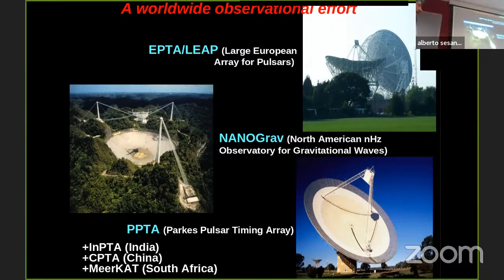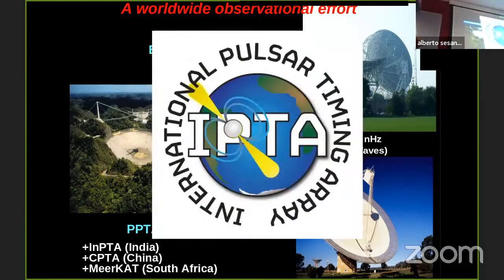We have the Indian Pulsar Timing Array that is now joining the party. The Chinese Pulsar Timing Array using FAST is still in the making. And then we have MeerKAT in South Africa that is producing beautiful and very precise observations of millisecond pulsars. All these folks join forces in the International Pulsar Timing Array, and so we share data.